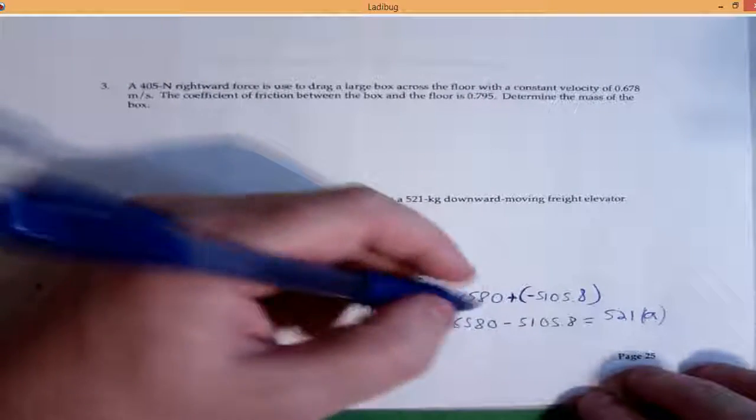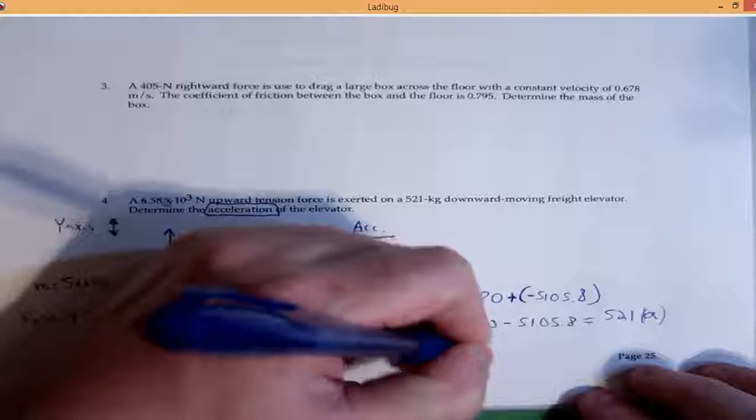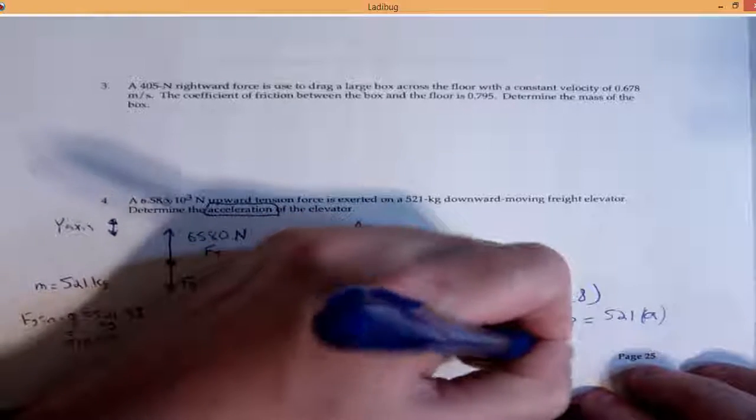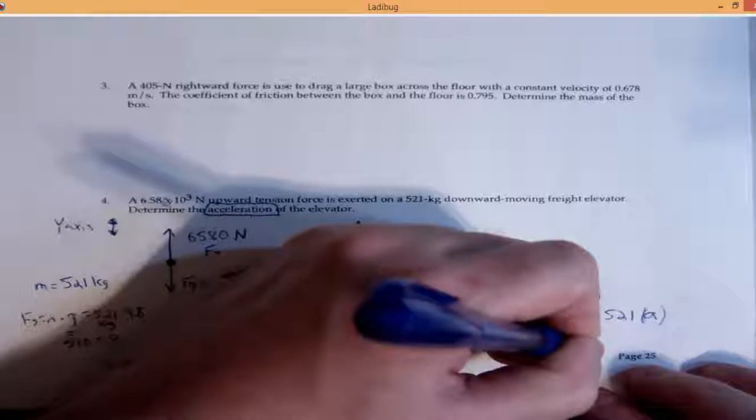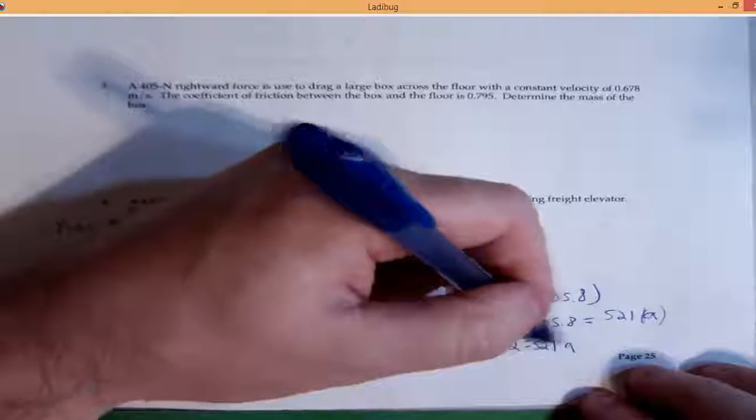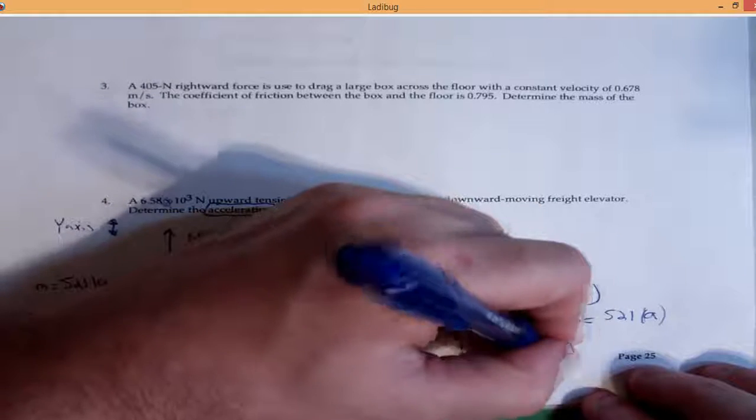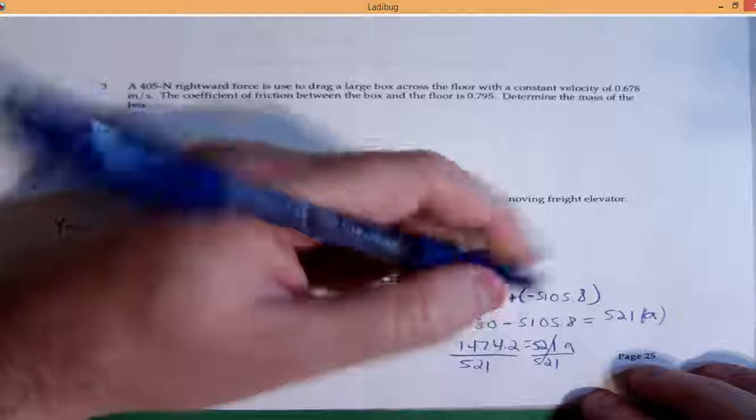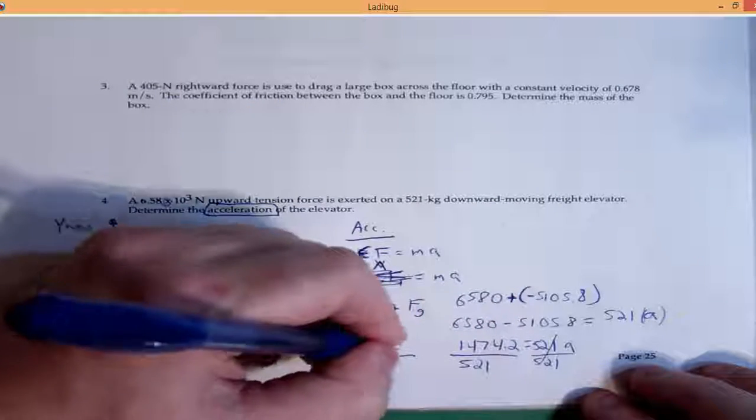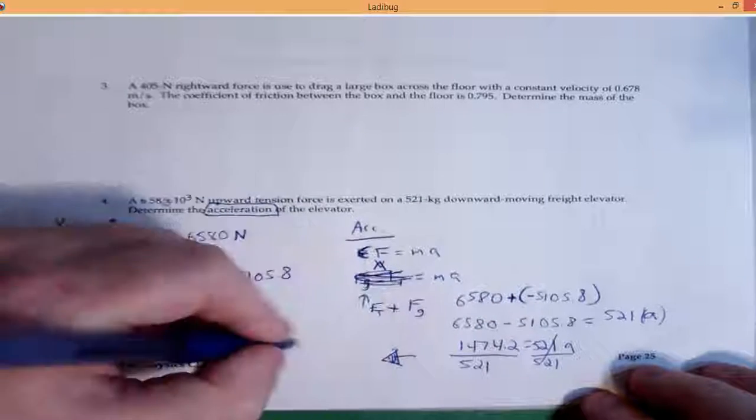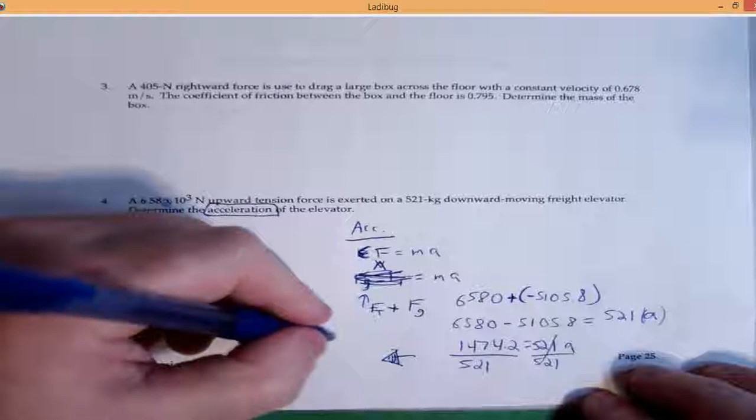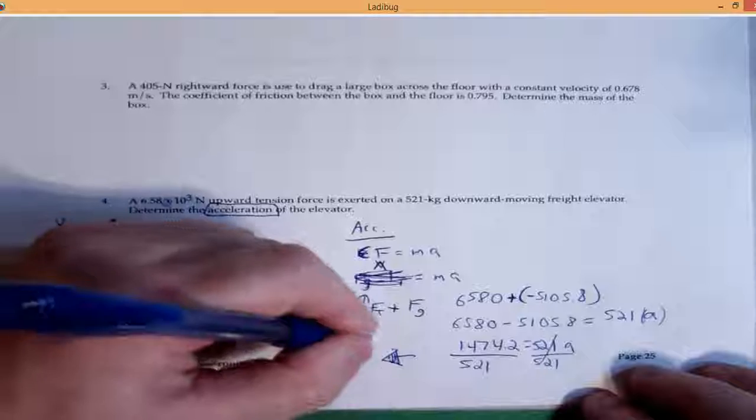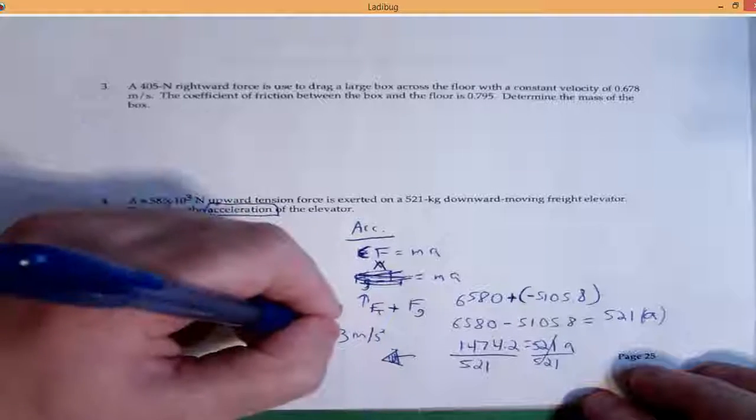So our final number we're sitting on is 1474.2 equals 521 times acceleration. Since this is multiplying, we need to make it cancel, so we're going to divide by 521. Divide by 521. And I'm going to come over here. So our acceleration should equal about 2.83 meters per second squared. We're going to round to 2.83.